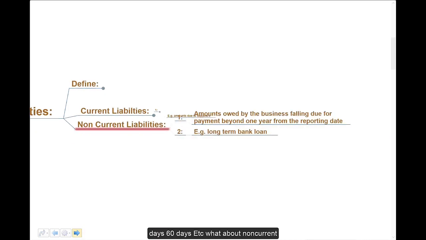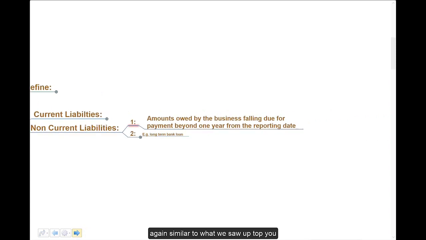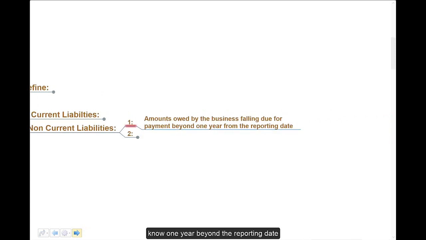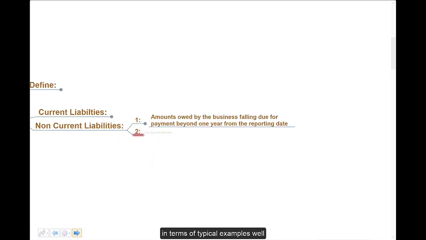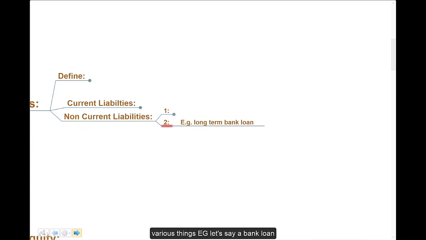What about non-current liabilities? Again, similar to what we saw up top, 1 year beyond the reporting date. In terms of typical examples, well, various things, e.g., let's say a bank loan, a long-term loan for 5 years, 10 years, 12 years, or whatever, or maybe some sort of hire purchase agreement. I mean, certainly there will be payments due within the next 12 months, but what we're talking about here with non-current liabilities is the element that's due outside of the 12-month period. Okay? Let's move on from there.